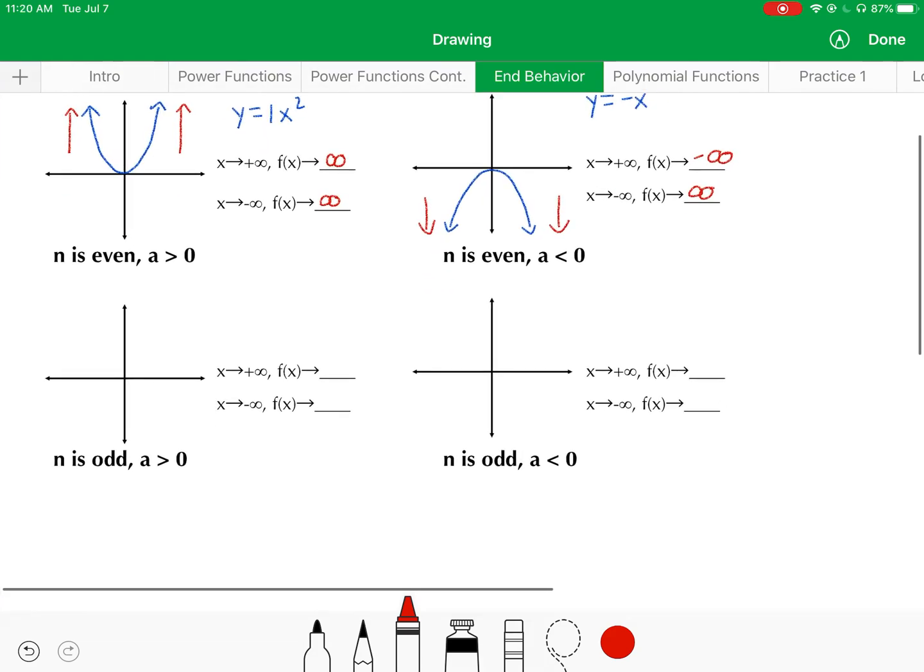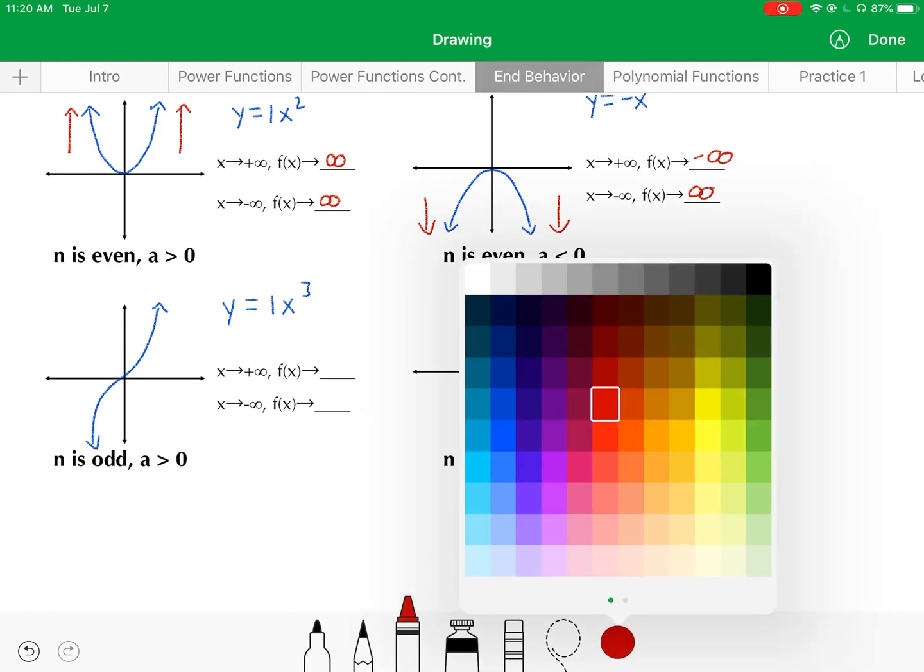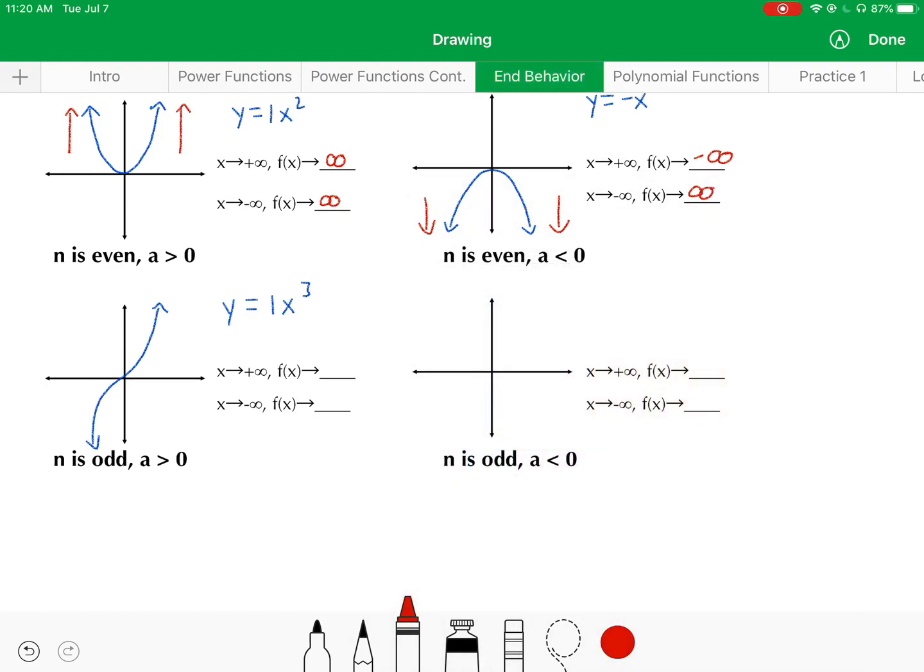All right, now let's switch to the power being odd. So let's say we're working with y equals positive 1x cubed. We know that graph behaves something like this, and any other odd powered graph with a positive coefficient is going to behave similar to that. So as x is approaching positive infinity, as my x values get larger, so do my y values. That's talking about this side of the curve heading up. As x approaches negative infinity, f of x is approaching negative infinity. This side's going down, because raising a negative number to an odd power results in a negative number.